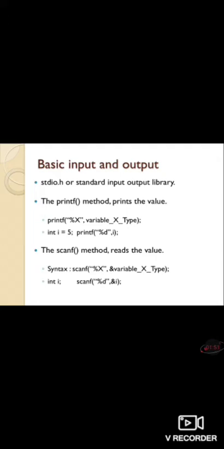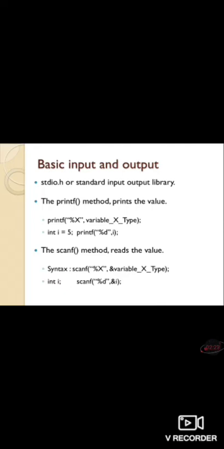C language has standard libraries that allow input and output in a program. The stdio.h, or standard input-output library in C, has methods for input and output. There are mainly two functions, printf and scanf. The printf method in C prints the value passed as the parameter to it on the console screen.